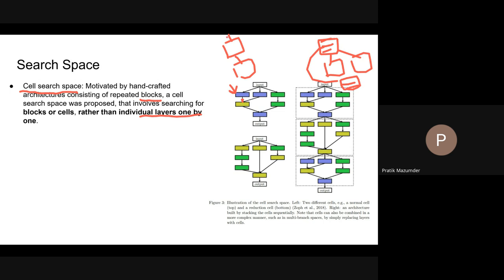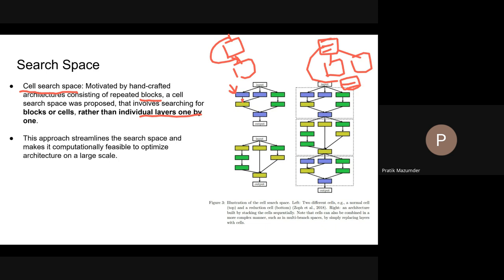And in ResNet blocks, you actually have skip connections that are skipping blocks rather than individual layers. So cell space also reduces your search space in that manner. You're no longer looking for individual layers. You're basically looking at how to combine different blocks, which already have a set of layers in them. That streamlines your search space, and it also makes it faster.